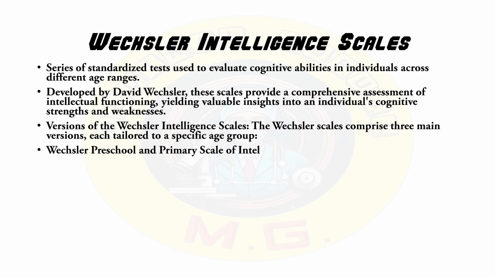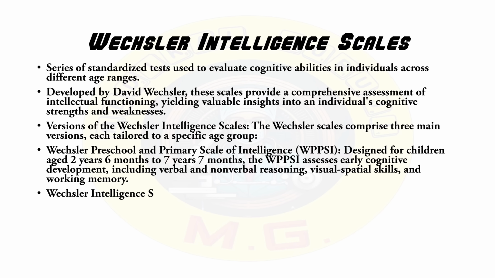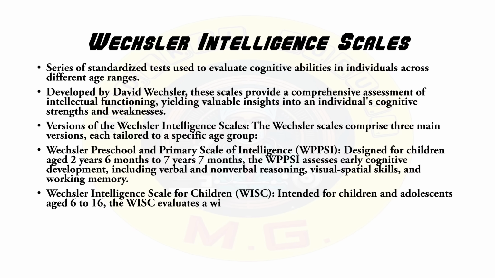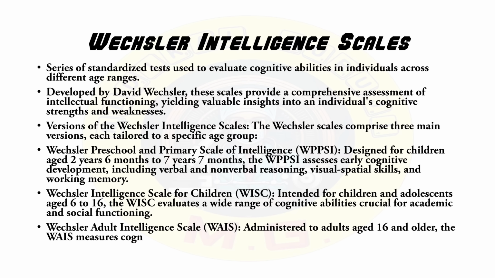The third one is the Wechsler Adult Intelligence Scale, WAIS. This is for adults aged 16 years and older. These tests provide an overall IQ score as well as subscores in different cognitive areas. This scale was developed by David Wechsler. These scales provide a comprehensive assessment of intellectual functioning, yielding valuable insights into an individual's cognitive strengths and weaknesses.